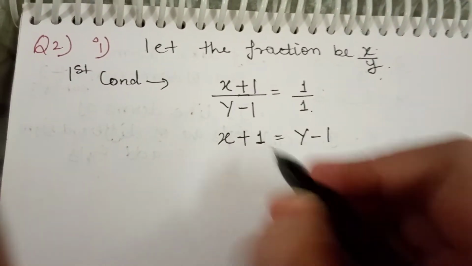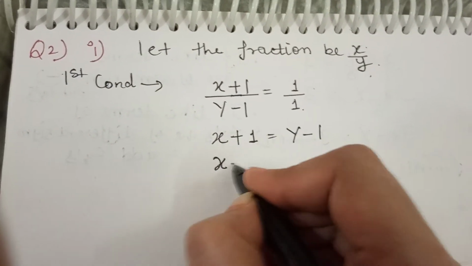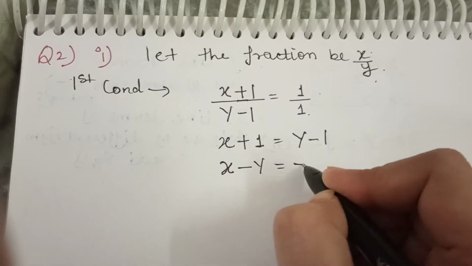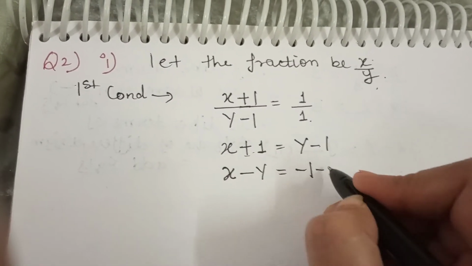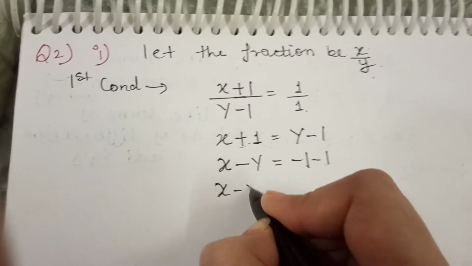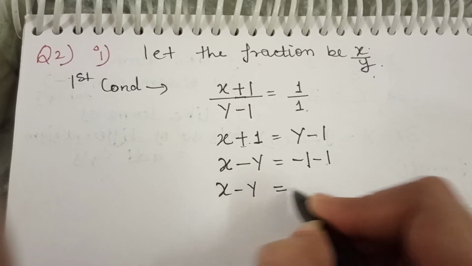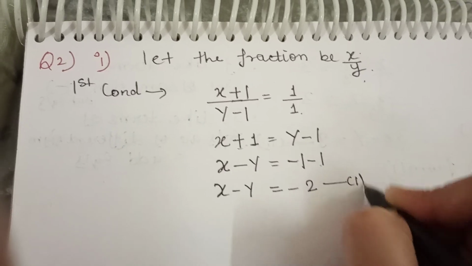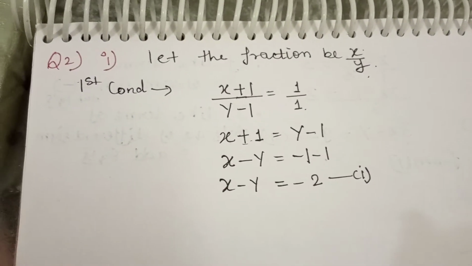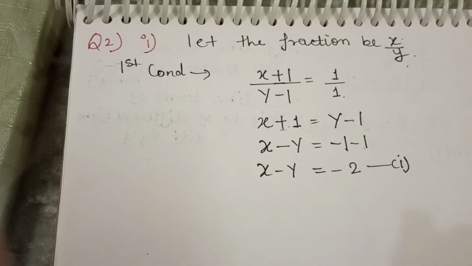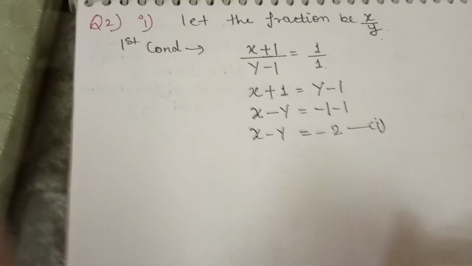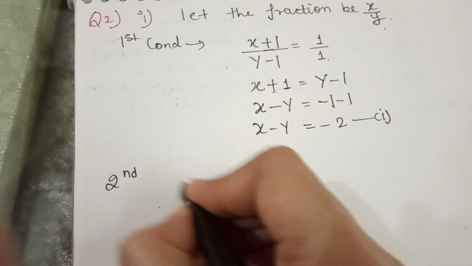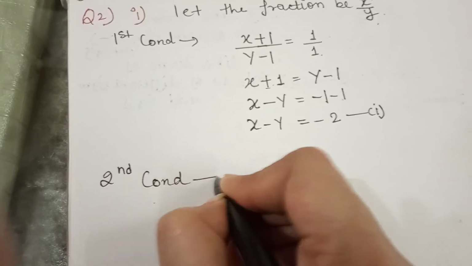And then convert this equation in standard form. First x, then y, minus 1 is here, then this plus 1 will also shift here as minus 1. So what is the equation? x minus y equal to minus 2. So this is your first equation. First equation is made. Now we will make the second equation according to the second condition.